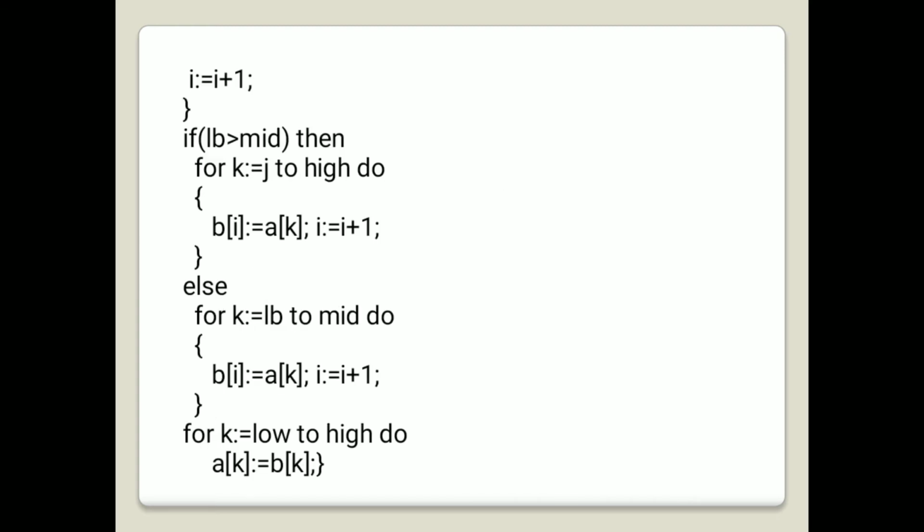Until the condition LB less than or equal to mid and J less than or equal to high is satisfied, it will keep on doing this. When there is no more element to compare, when LB goes beyond mid, in that case whatever elements are in J till high will be directly written into the B array, and after writing each element we will increment the I position. When J goes beyond high, in that case whatever is there in the LB part we will directly write it and increment. And finally all the elements we write into the array A of K. That's it.